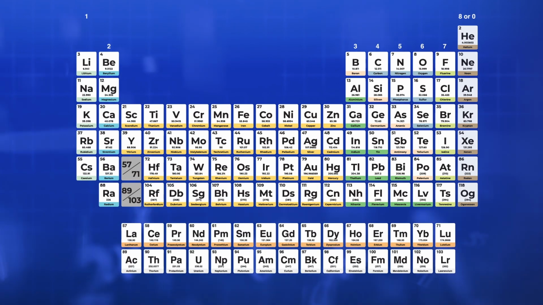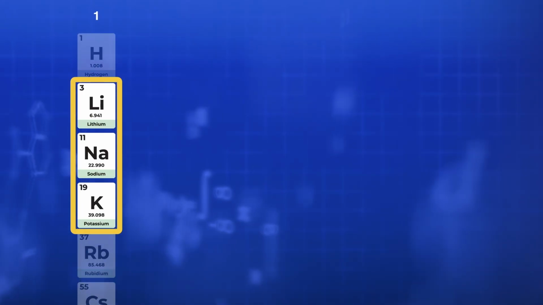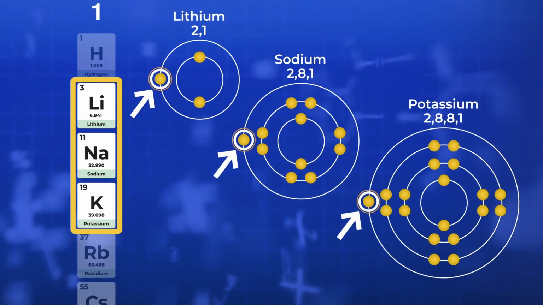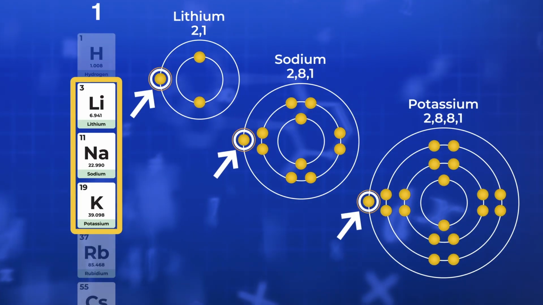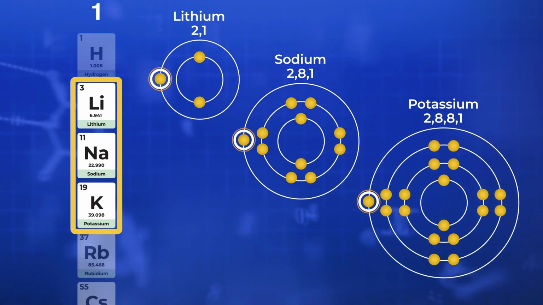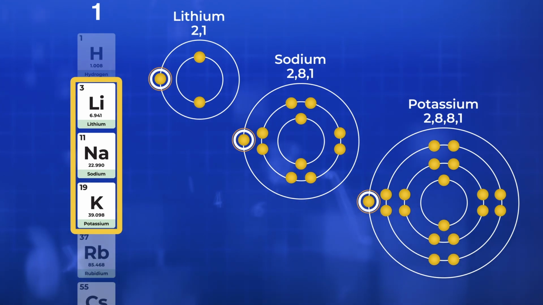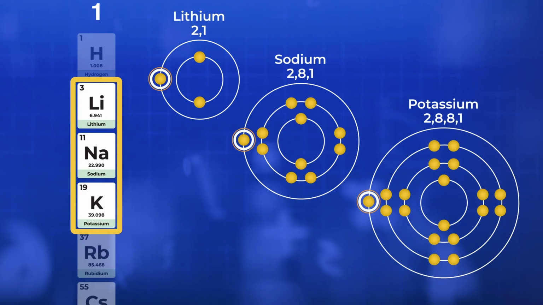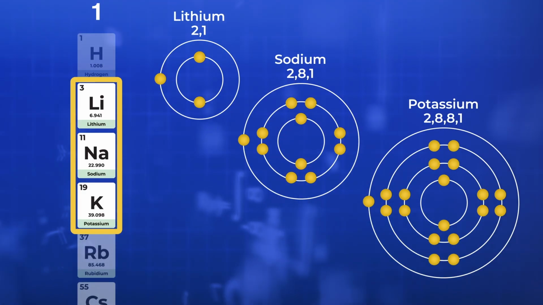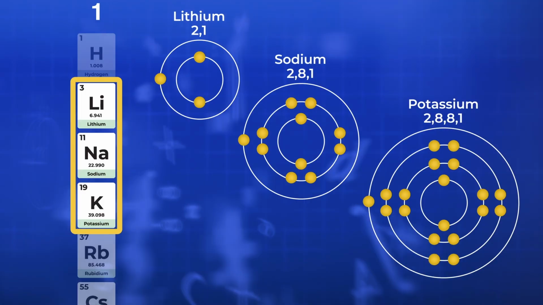The group number also tells you the number of electrons in the outer shell of each atom. So lithium, sodium and potassium all belong to group 1, which means they all have 1 electron in their outer electron shell. Now it's the number and positioning of these outer shell electrons that take part in reactions and determine the chemical properties of an element. So the group number tells us the number of electrons in the outer electron shell of an atom.